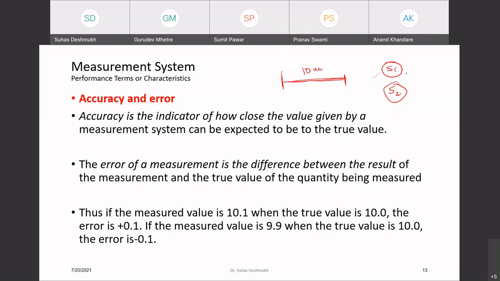I use sensor 1 and I got 10.1, and I use sensor 2 and I got 9.9. The sensor output should be 10, but these sensors have this much deviation. It shows a higher value for S1 and a lower value for S2. So obviously this much is an error, and that error should be minimum in any sensor, and this much error should be acceptable when you use a sensor for a particular application.